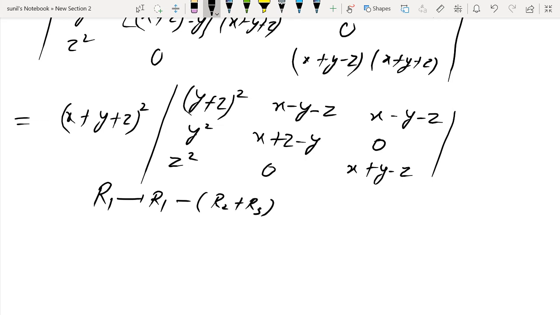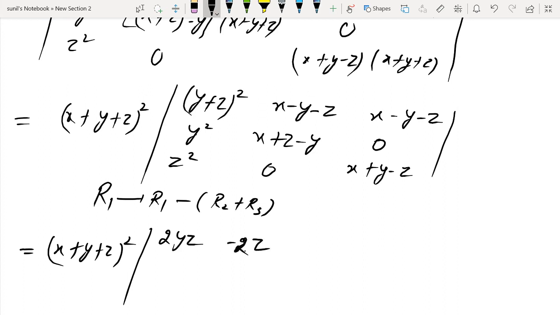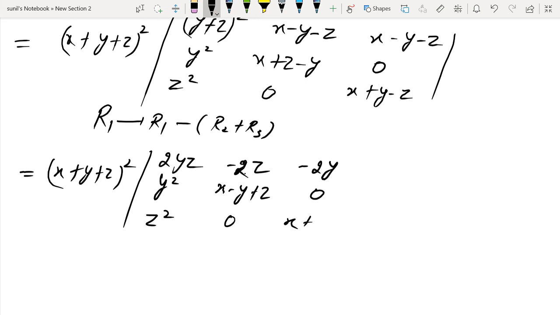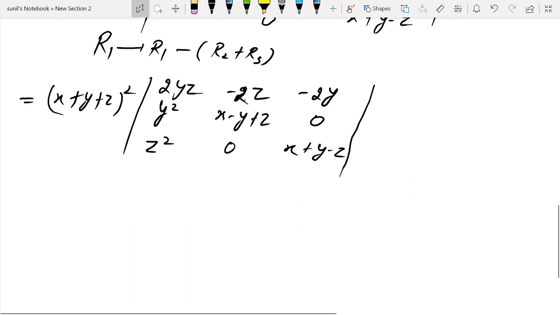By applying this operation, I will be having 2yz, minus 2z, minus 2y, y square, x minus y plus z, 0, z square, 0, x plus y minus z. Now see, that's what we want to do.